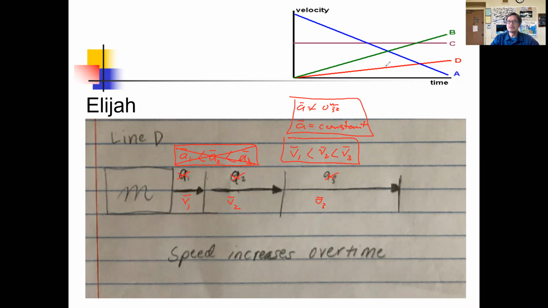which means that this object will continue to have a different velocity. As we move from one time interval to the next, we can call this t equal to 0, t equal to 1, t equal to 2, t equal to 3. So make sure you indicate the time intervals as well.